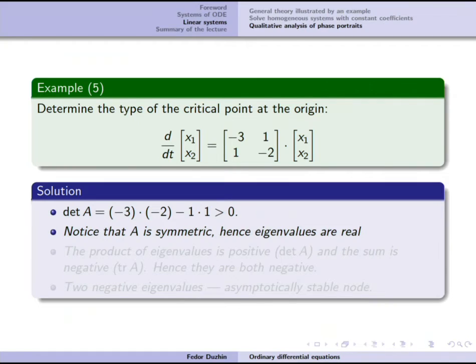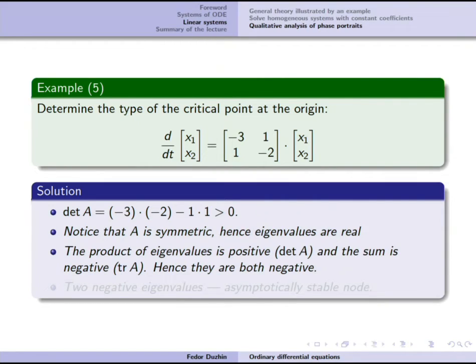The product of the eigenvalues is positive, but the sum of the eigenvalues is the trace of the matrix. The trace of the matrix is minus 3 minus 2, which is negative, and it equals the sum of the eigenvalues. And so we have two unknown numbers. We know that their sum is negative and their product is positive. So hence, they must both be negative. Right? So two negative eigenvalues: asymptotically stable node, or nodal sink.